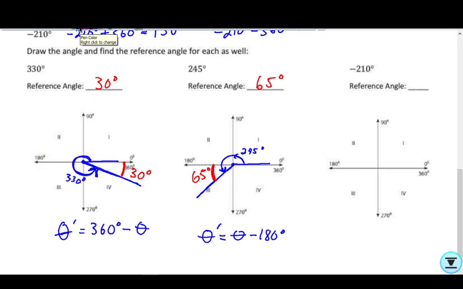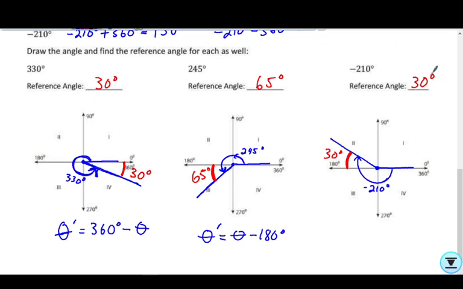And then the last one, we have negative 210 degrees. Again, we start in standard position. We're going negative, which means we're going this way. 210 degrees is right here. So this is my negative 210 degrees. My reference angle is right here. If this is negative 210, I've gone 180 plus an extra 30. So my reference angle is 30 degrees. That's all there is to it. Those are our reference angles.